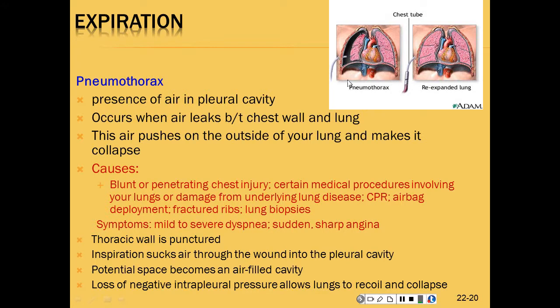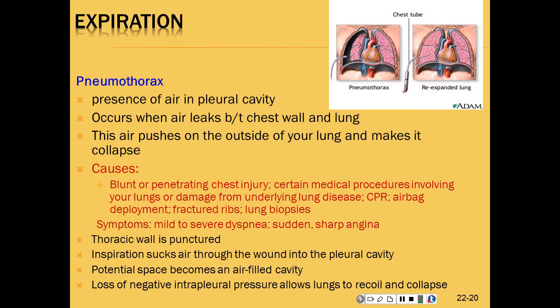Okay, it occurs when air leaks between the chest wall and the lungs. This air pushes on the outside of the lung and makes it collapse. So see it collapsing right now. What causes it? A blunt or penetrating chest injury, certain medical procedures involving your lungs, or damage from underlying lung disease, CPR, airbag deployment, fractured ribs, or lung biopsies.